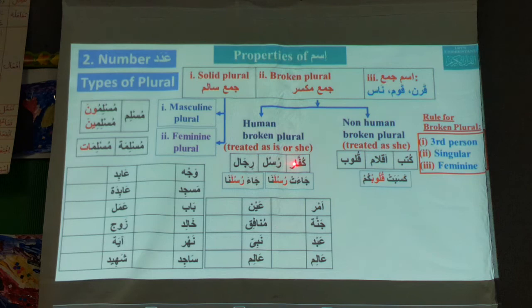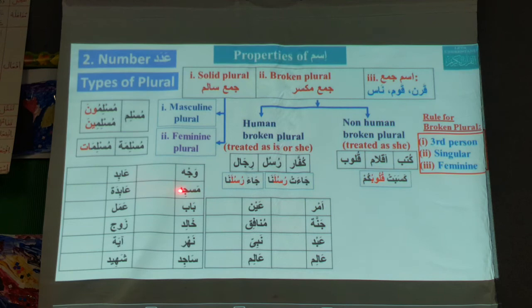Human broken plural. Wajh is face. What is the plural? Anybody knows? Wujuh. So this one is? Mukassar. Jam' mukassar, non-human broken plural. There is a jam': Awj? Awj. Wujuh.